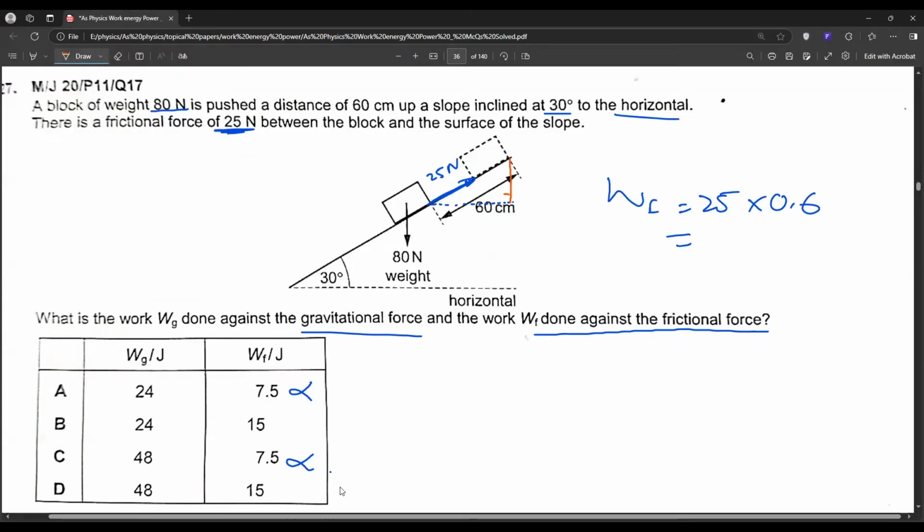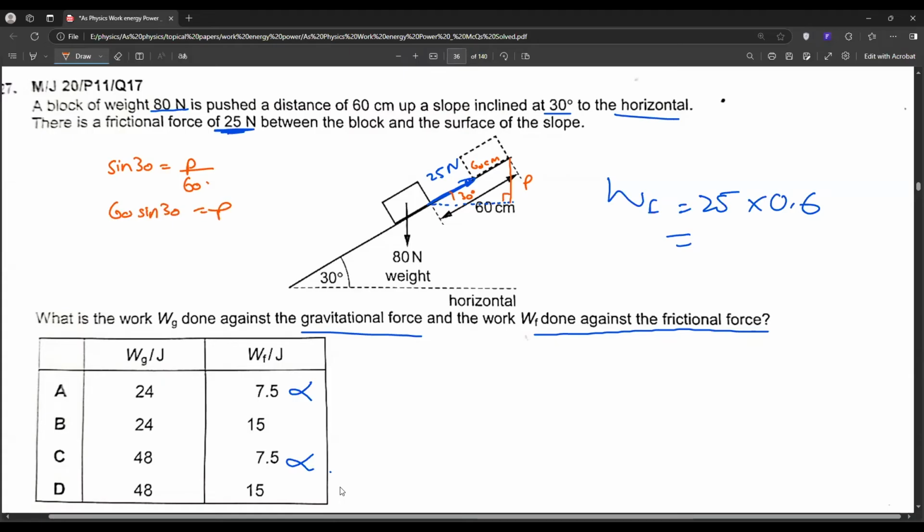Can we calculate this orange line? Yes. This angle is 30 degrees. This hypotenuse is 60 centimeter. You have to calculate the perpendicular. So sine theta, or sine 30, is equal to what? Perpendicular divided by hypotenuse, that is 60. So 60 sine 30 is your perpendicular.